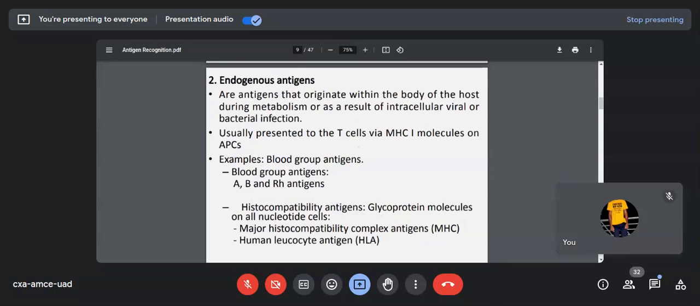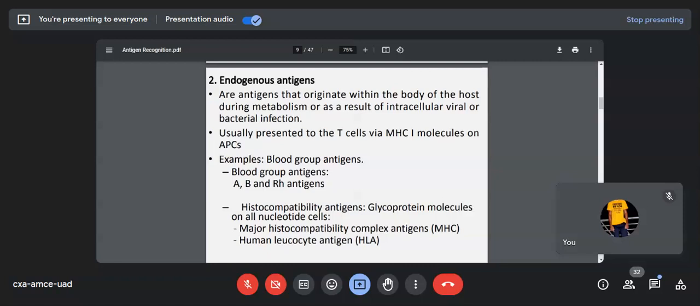Okay, the second type of antigens that we have are what we call endogenous antigens. Endogenous antigens. Endo, it even sounds like inside, eh? You can use it as a mnemonic. Endo, where do you find it? Inside. Okay, so an endogenous antigen is basically just an antigen that you would find within the body of that particular host.